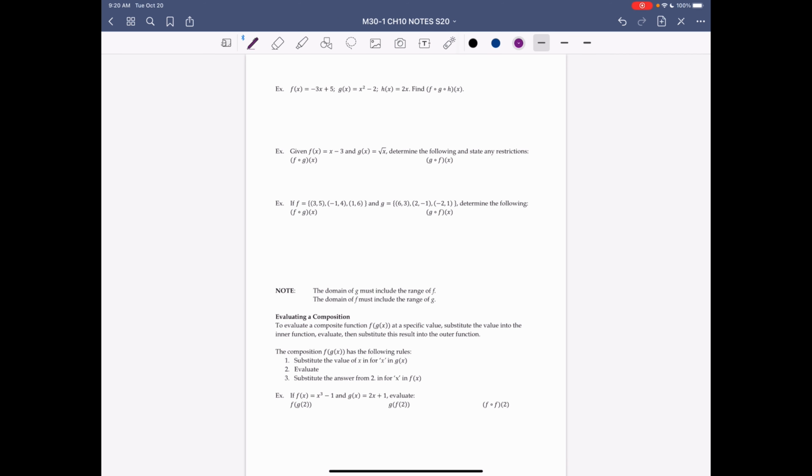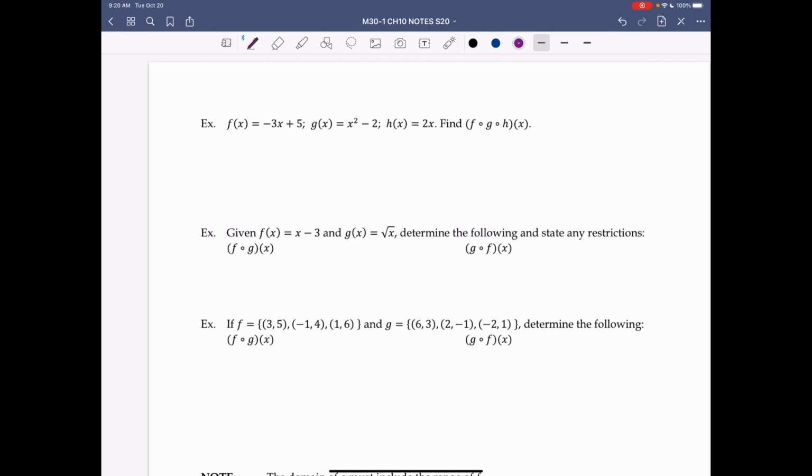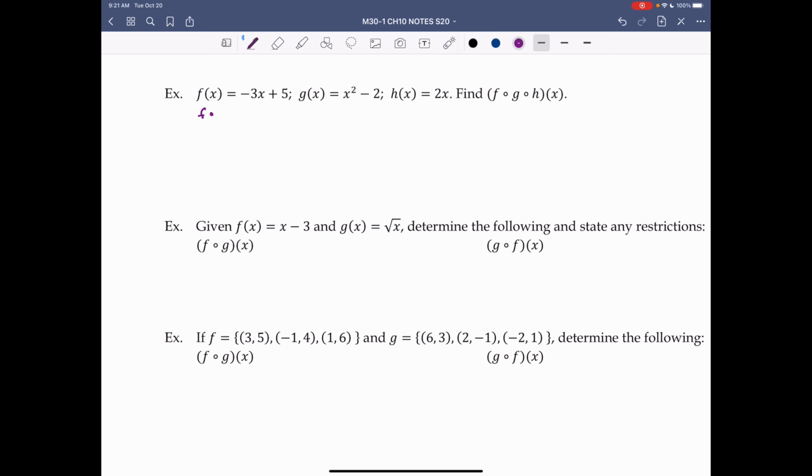f of x equals negative 3x plus 5. g of x equals x squared minus 2. h of x equals 2x. Find f of g of h of x. f of g of h of x can be written f of g of h of x, close all those brackets, which equals f of g of, what is h of x? It is 2x.